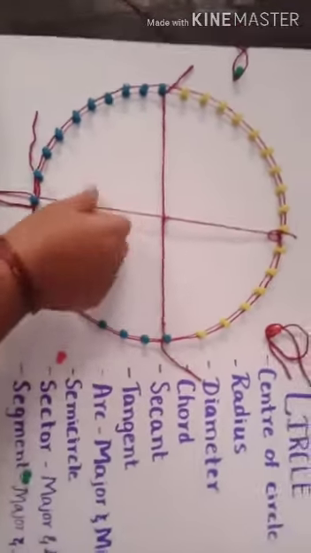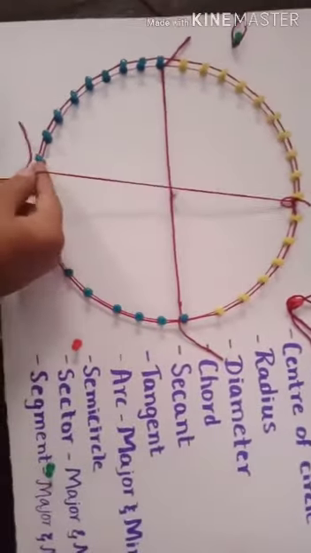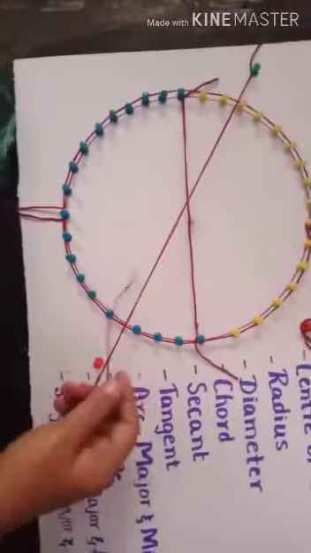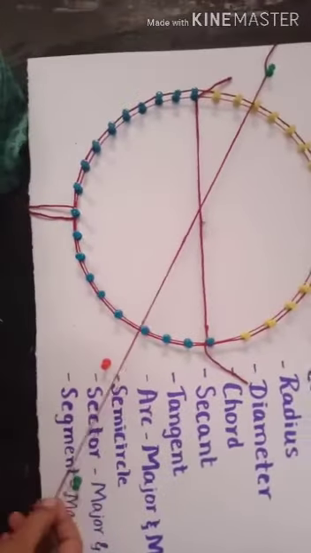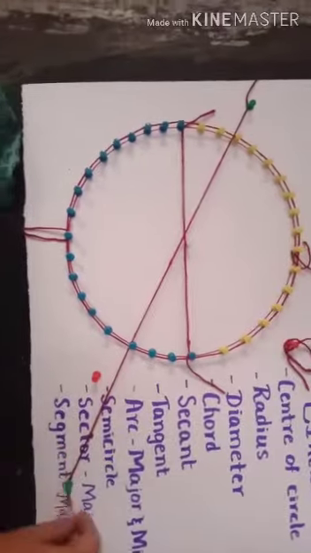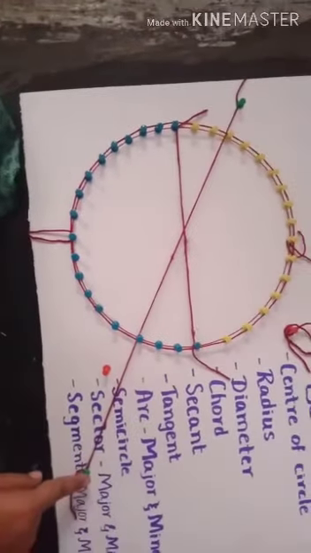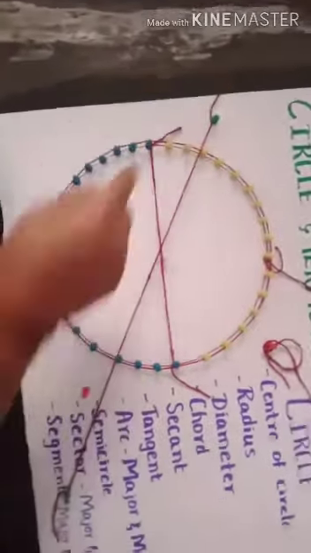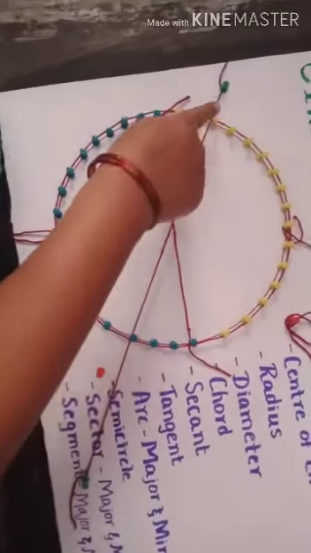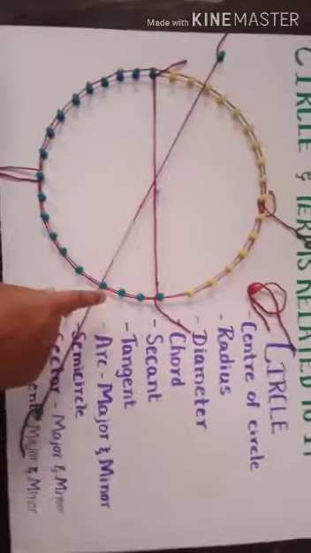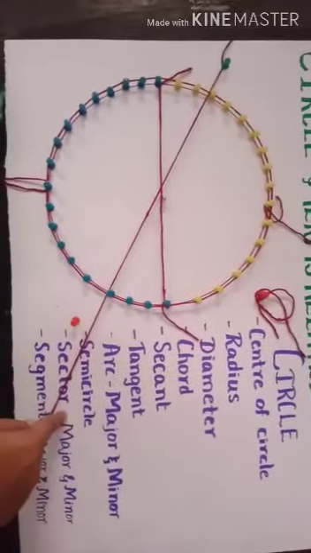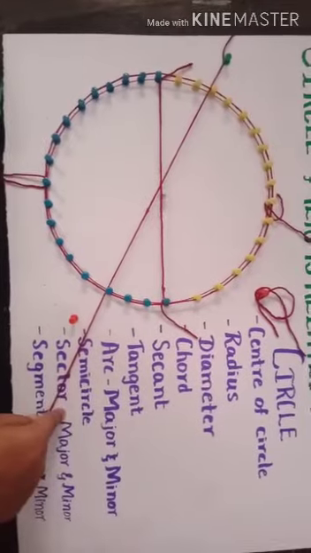So how can we define the secant? Here, a secant is a line which touches the circle at two distinct points. What you can observe is that this line is passing from this point to here and crossing the circle, and it touches the circle at two different points. This line we call a secant.